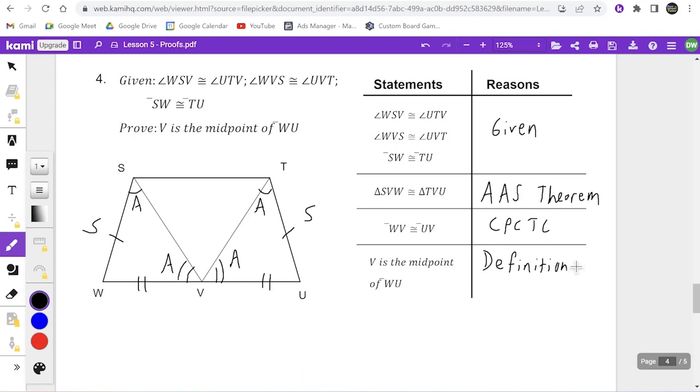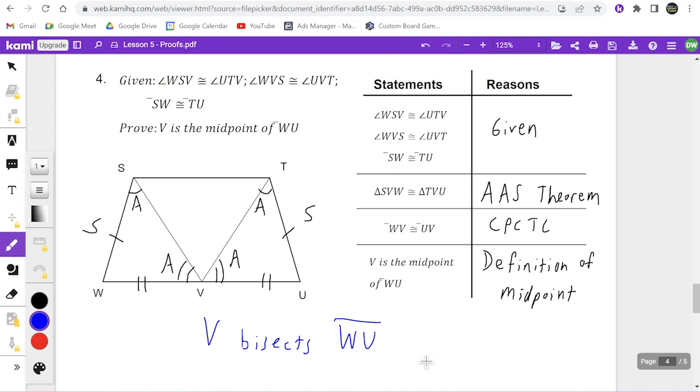And if you look back at your word bank, definition of midpoint is the only one with the word midpoint in it. And what definition of midpoint says is that if you have a midpoint, the two things are congruent. That's exactly what we have here. The two things are congruent, so therefore it's the midpoint. There you go. In other words, could you say V bisects line segment WU? Yes, you can say that as well. But that's not what they wanted us to prove, so I don't write that. But it's the same idea.